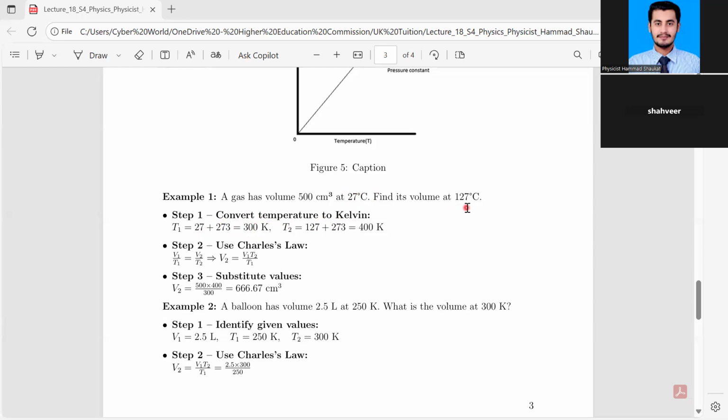Same thing you have to do with T2, which is 127 degrees Celsius. What you have to do, you have to add 273. So 127 plus 273, you will get 400. So the value of T2 is now 400 kelvins. So T1, T2 is given. Also V1 is given. And what we have to do, we have to find V2.